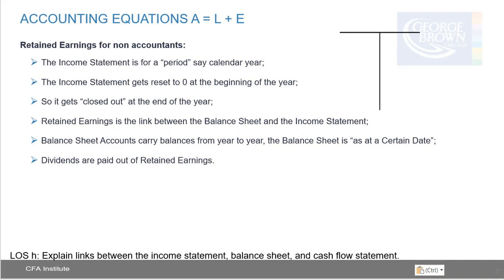And the final point to note is that dividends are paid out of retained earnings. If a company has positive net income, it's going to distribute some of that income as dividends to the shareholders. That's a disbursement of cash, which goes out, and therefore that would reduce the retained earnings.